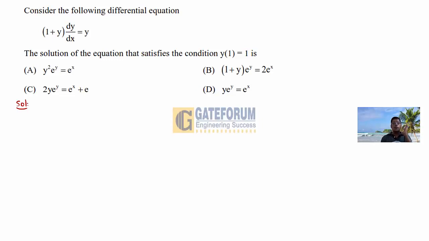Most of the problems, not all the problems, can be solved by either variable separable method or linear equation method or Bernoulli's equation method or exact equation method, etc. So this can be easily separated into variables. That is, dE, which is the short form of differential equation, can be written as dy on the left side y variables and the right side x variables, that is (1 plus y) by y into dy is equal to dx, which is variables separable form.